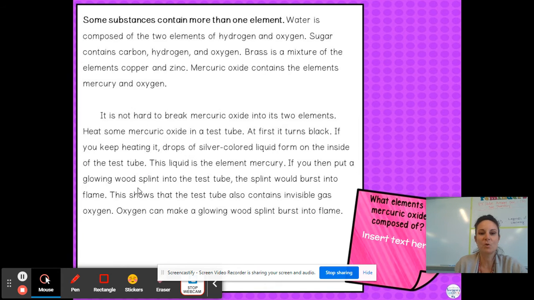If you then put a glowing wood splint into the test tube, the splint would burst into a flame. This shows that the test tube also contains invisible gas oxygen. Oxygen can make a glowing wood splint burst into flame. And that is slide 4.